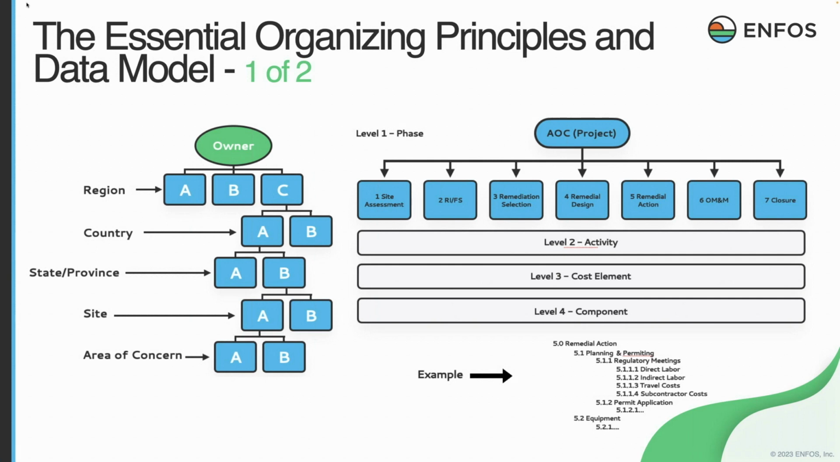So the phase in the example is remedial action. The activity is planning and permitting. The cost element is regulatory meetings, and then the cost components are made up of direct labor, indirect labor, travel costs, and subcontractor costs. Those all then roll up to each successive parent level to where they ultimately roll up to the AOC as a whole, and then all the AOCs on a given site roll up to that site level. And then from there, it moves up the organization into consolidation and roll-ups for higher levels within the organizational hierarchy.